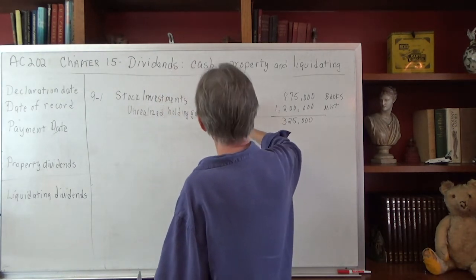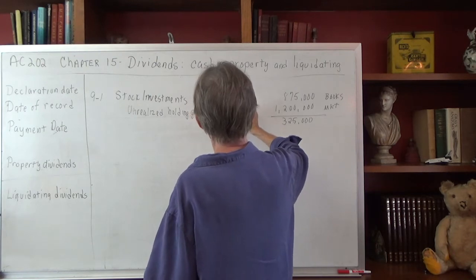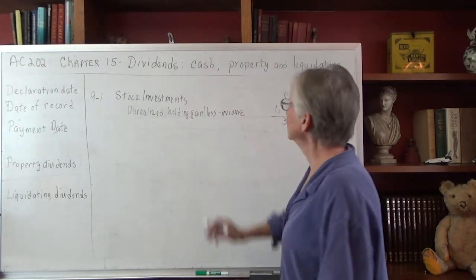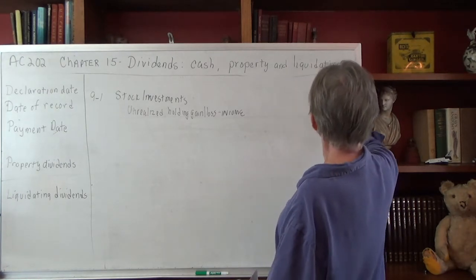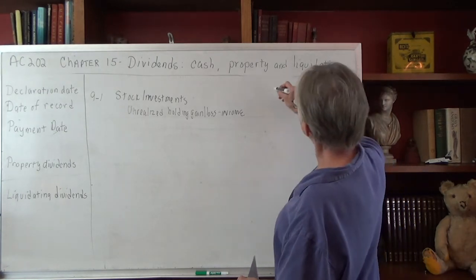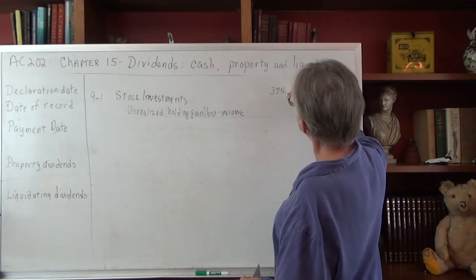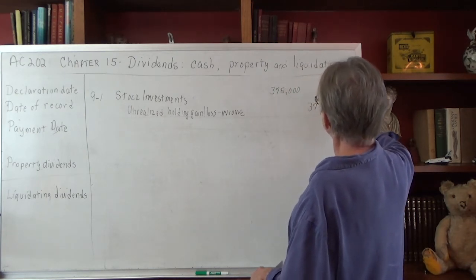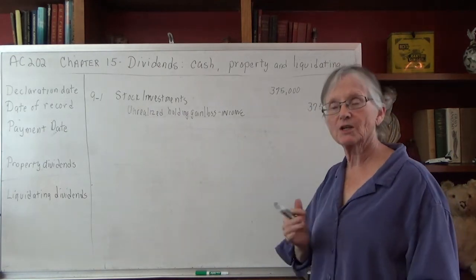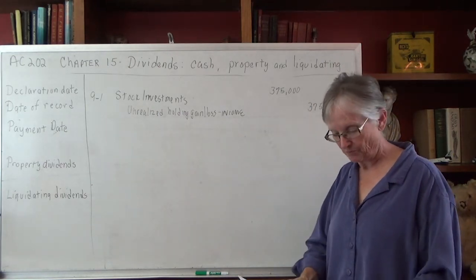Okay, and that would be reported on the income statement. So it would be unrealized holding gain or loss income, and it would just be the 375. That would be the journal entry you would make to increase those investments from the 875 they were on the books to the current market value of 1.2.